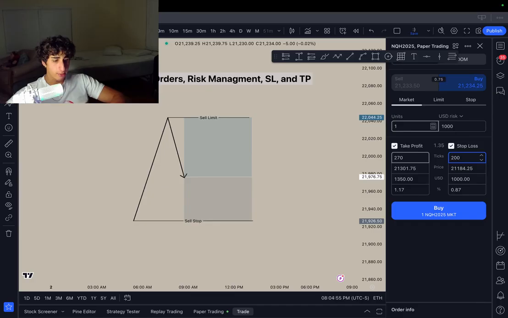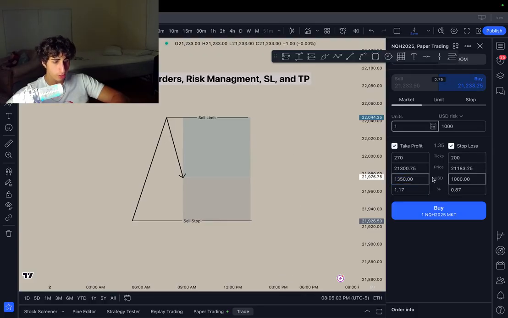So you can place that. And as you can see here, we're risking $1,000 to make $1,300. Not the best risk to reward, but it's gonna work. 1-to-1's never hurt anybody. And then you get into your position, and boom, you bought your contract. You click buy, you buy it, and then it places your order for you.